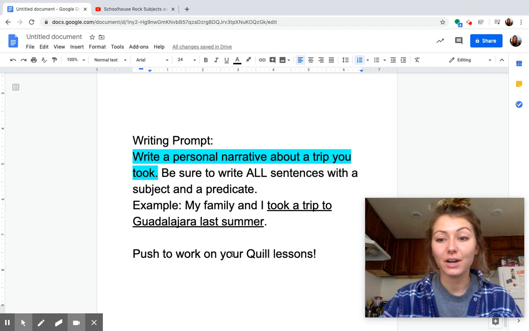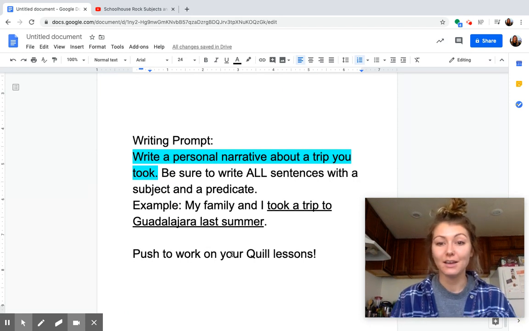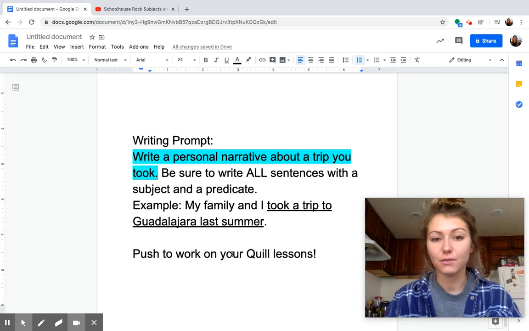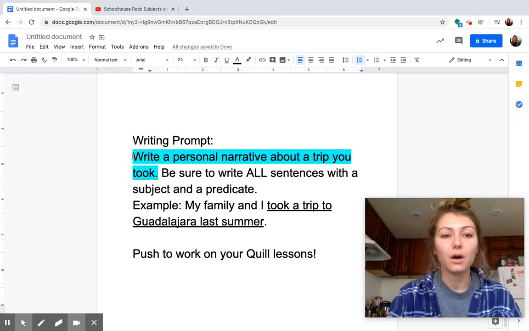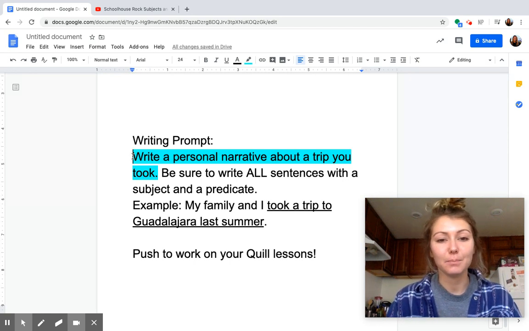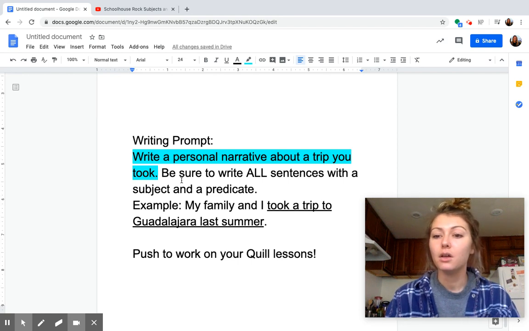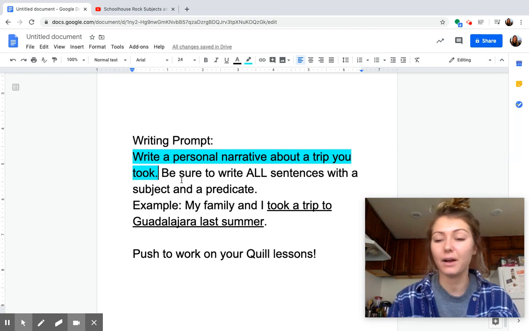Lastly, we have our independent work for today. So obviously our main goal for today is to focus on writing sentences that have a subject and a predicate. So your prompt for today is to write a personal narrative about a trip you took. Now, it doesn't have to be a big trip where you went somewhere far. If you have not been somewhere far, you can do a small trip, like maybe a trip to the park or to the grocery store or to your uncle's house. Or it can be a big trip, like maybe you went to El Salvador or Mexico or wherever.